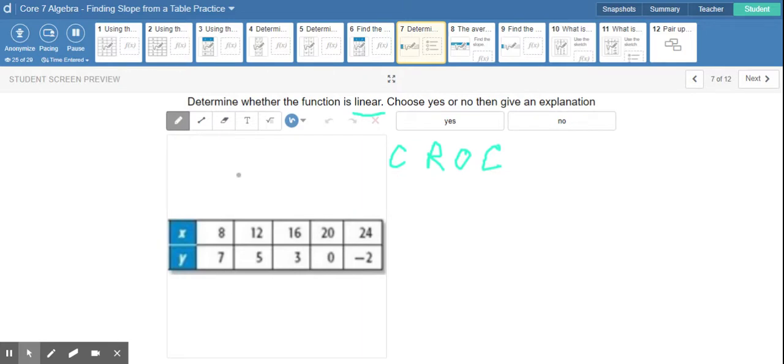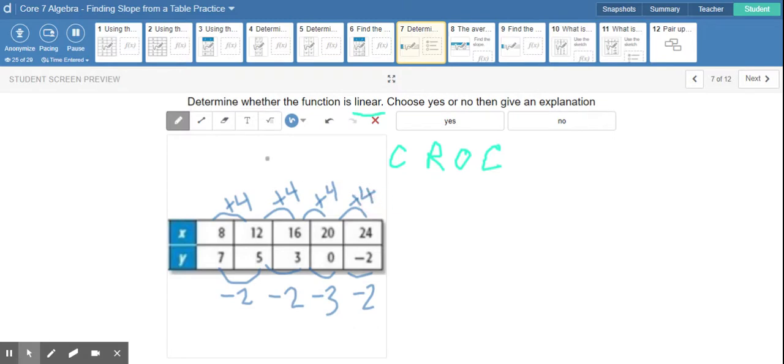So let's take a look at the y's first. Y is going from 7 to 5, so that's down by 2. From 5 to 3, that's down by 2. From 3 to 0, that's down by 3, so a decrease of 3. And from 0 to negative 2, that's down by 2. Okay, let's see what happens on the x's. 8 plus 4 is 12, so this is plus 4. 12 plus 4 is 16. 16 plus 4 is 20. 20 plus 4 is 24.